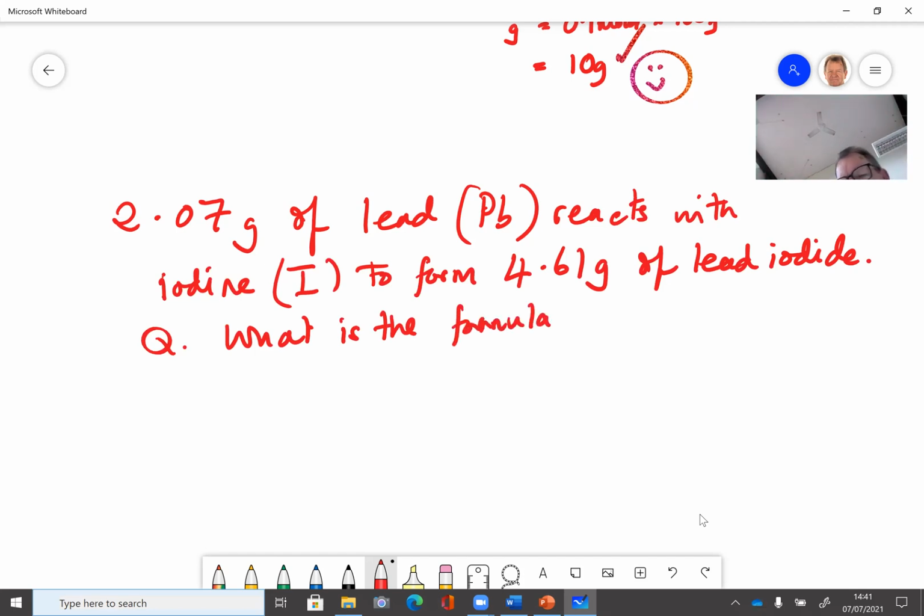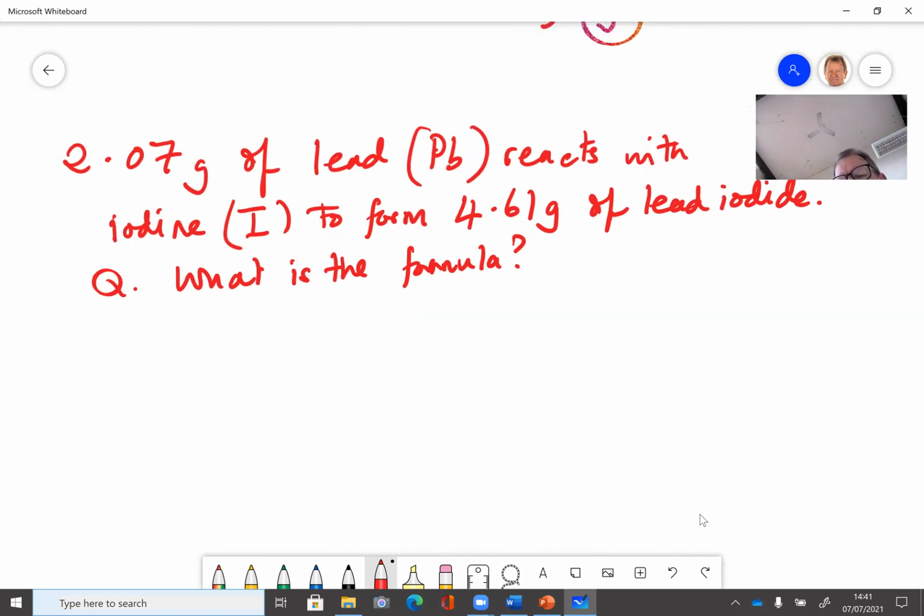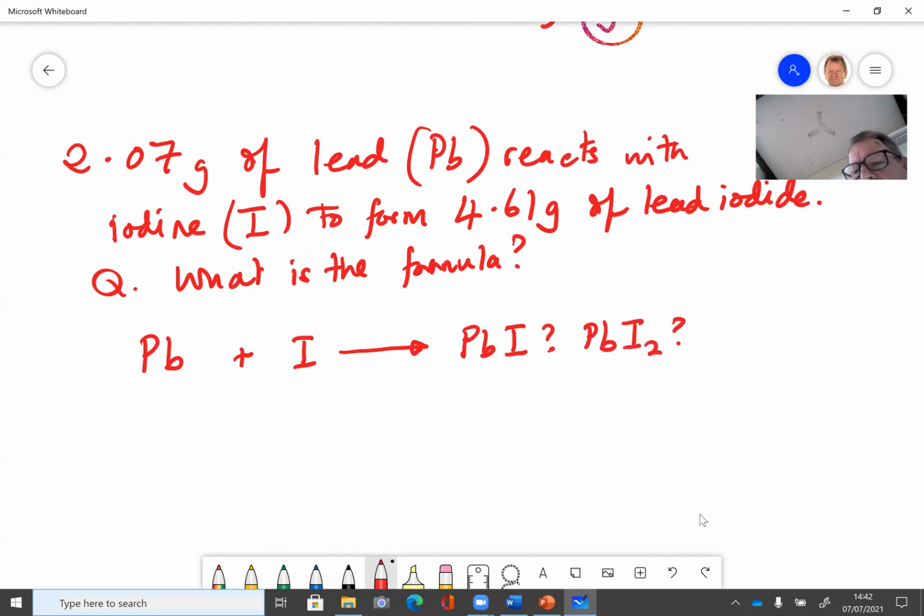Now, what we're doing here is we are trying to find out how many moles of lead react with how many moles of iodine. So if I had lead and I had iodine, I'm not going to make it I2 at the moment, and it forms lead iodide. It could be PbI, it could be PbI2, it could be Pb2I3, I don't know. So what I'm trying to do is to find out which one it is.